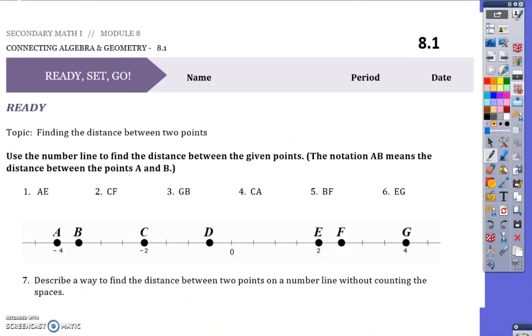We're going to skip the rest of this task till tomorrow. And so we're going to move into this ready, set, go in just a second. Okay, so we're looking at the ready, set, go. And normally we do the ready before we do it. We're going to go ahead and do it now.